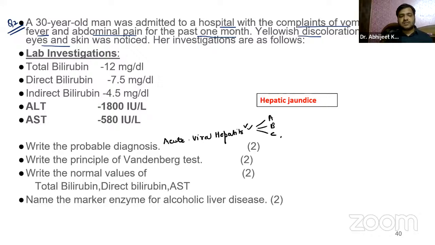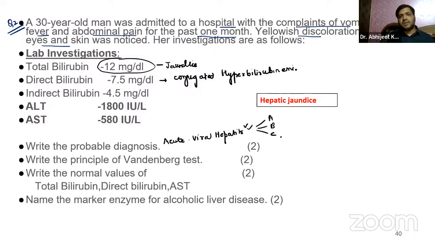So basically the key indicators, guys, you already know we have the total bilirubin, which is increased, right? So it indicates jaundice. Now, elevated serum bilirubin, that is the direct bilirubin, that is 7.5. So it indicates conjugated hyperbilirubinemia. Hyper means increased bilirubin, emia means blood. It is conjugated hyperbilirubinemia, typical of hepatitis, guys, right?